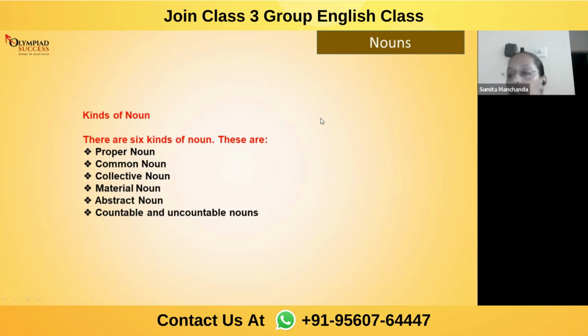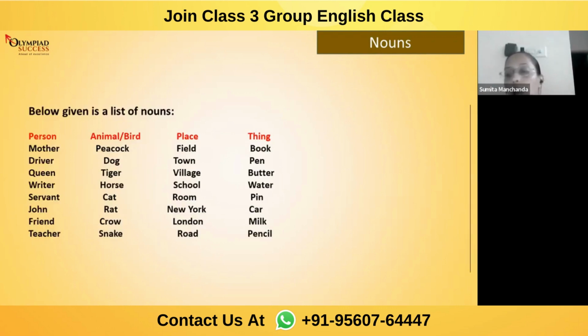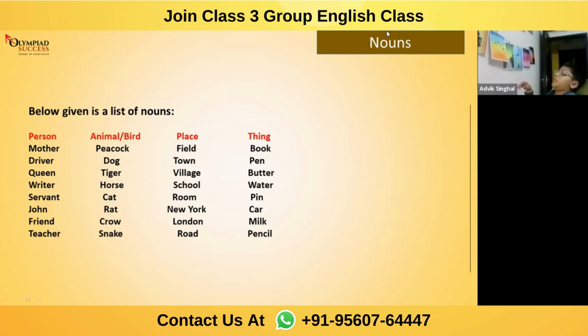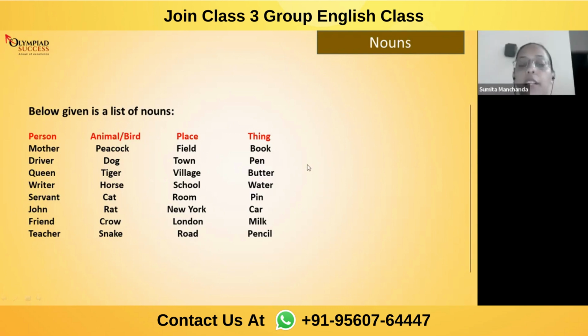Now, Abdul, have you written in chat the answers for the ones which I have asked you to? No? Okay. Everyone, just give a minute to him to finish writing. Now, Abdul, I want you to write one person name, one animal or bird name, place and thing. Quickly write in chat, please. Everyone is waiting for you. Send. Very good. Yes, I received yours. Okay, beta, the spelling of book will be double O.